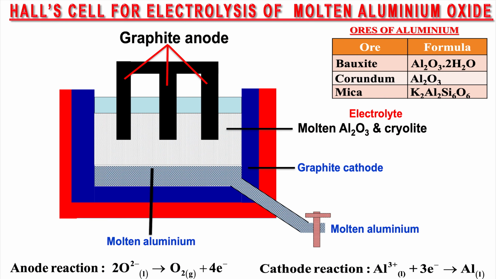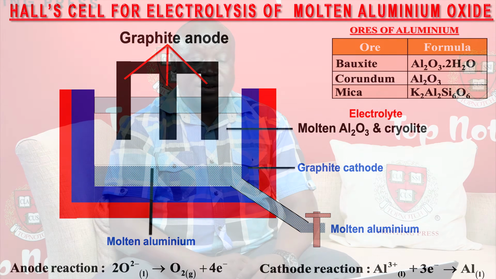Which are the main ores from which aluminium is extracted? The first ore is called bauxite, which is hydrated aluminium oxide. We also have mica. We also have corundum, which is simply aluminium oxide. But the chief ore from which aluminium is extracted normally is bauxite, hydrated aluminium oxide.